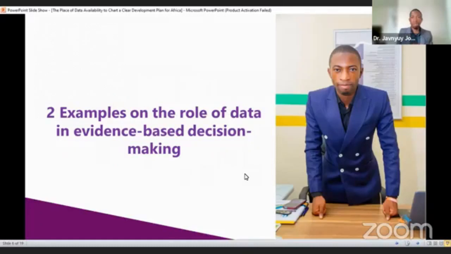Let me give two examples on the role of data in evidence-based decision making. This is very important because this is the core of data availability. The core, like they say, leadership is all about decision making.